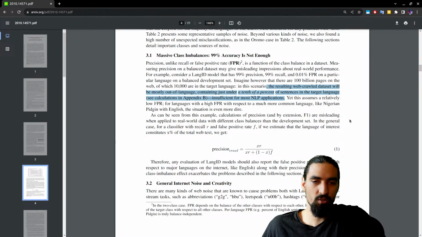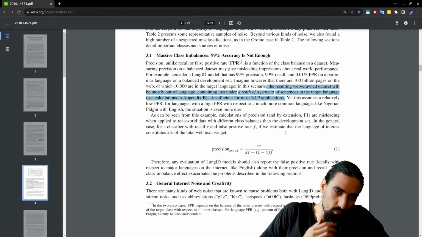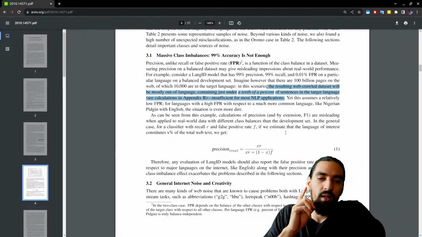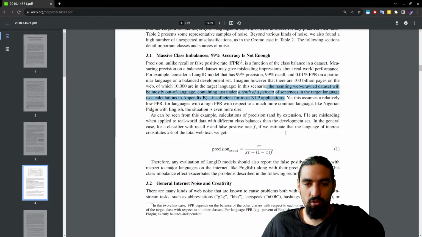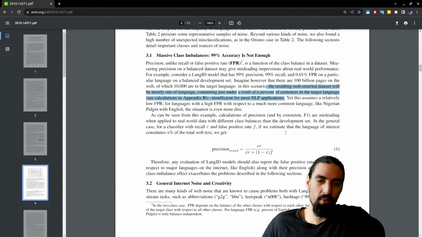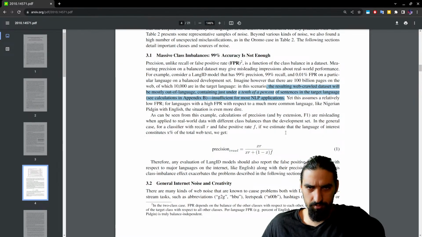In the general case, for a classifier with recall R and false positive rate F, if we estimate that the language of interest constitutes a given percentage of the total web text, we get this number. Therefore, any evaluation of LangID should also report the false positive rate, ideally with respect to major languages on the internet like English, along with precision and recall. This class imbalance effect exacerbates the problems described in the following sections.